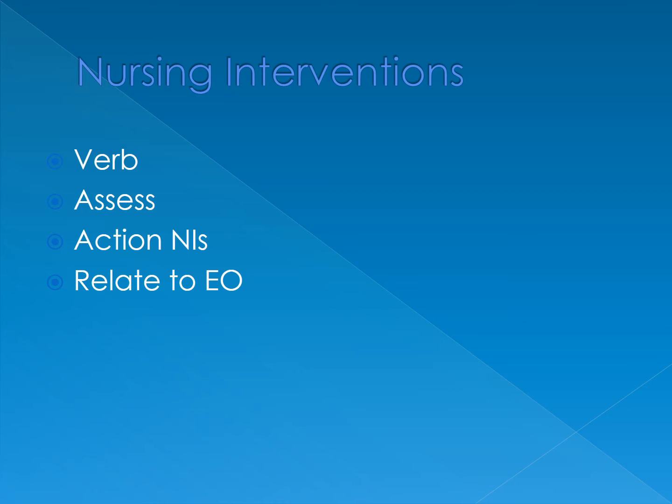Okay, so now let's look at nursing interventions. That's the next part of our nursing process. And nursing interventions always start with the verb. You always should assess your patient first. I always put that as my number one nursing intervention. Assess such and such, such and such, such and such. I usually lump them all together. Put all my assessing all in one intervention. Because I do have to do all of that assessment.